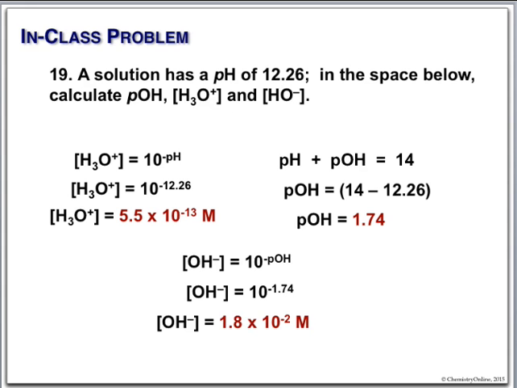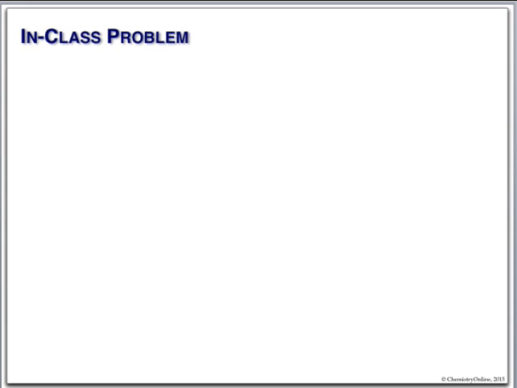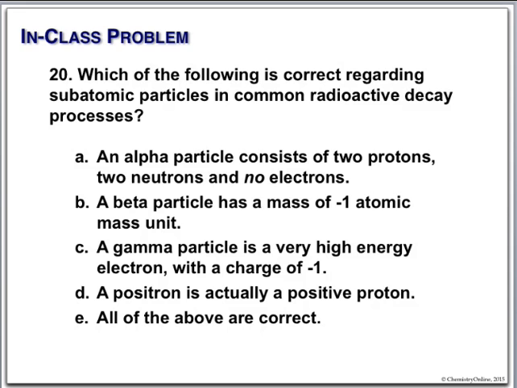All right, the last question on the sample exam here. Which of the following is correct regarding subatomic particles in common radioactive decay? Alpha particle consists of 2 protons, 2 neutrons, no electrons. Beta particle has a mass of -1. Gamma particle, very high energy electron with a charge of -1. Positron is a positive proton. Or they're all right.